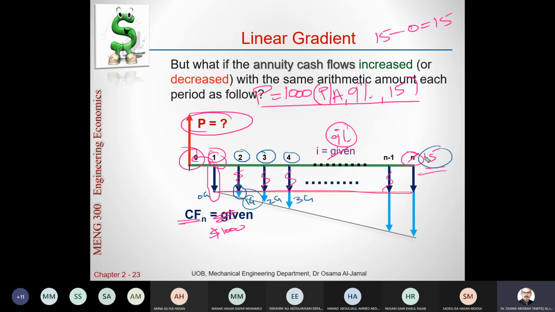So that's 15, which is n, i.e. we have n minus 1 G in here, talking only about this part. And of course, every one of them needs to be added over that amount, which is the annuity.